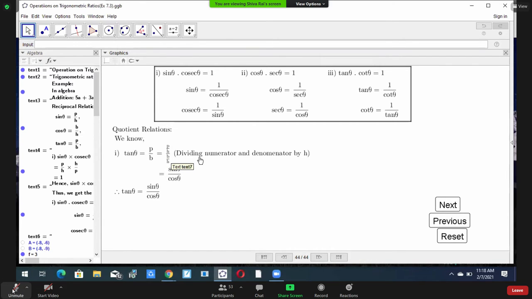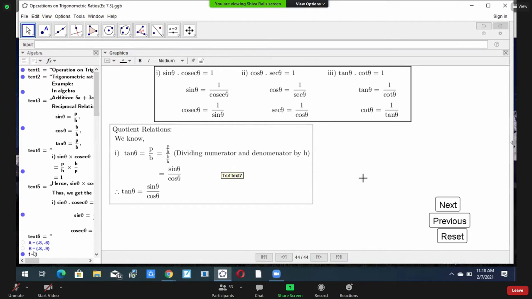I am writing here: divide numerator and denominator by h. Like this, you can divide both numerator and denominator by the same quantity. Here, you look, numerator is divided by h and denominator also divided by h. So here we can write, dividing numerator and denominator by h. So you know here in numerator p by h means what? Already you have learned.